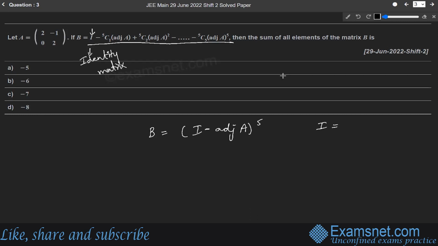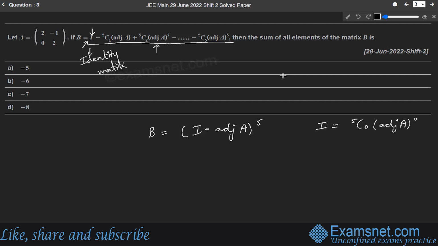So we can write I as 5C0 into adjoint of A power 0, right? Because this is the first term. Second term is 5C1 into adjoint of A power 1. Next term is 5C2 into adjoint of A power 2. And it is going up to 5C5 into adjoint of A power 5. All right. So firstly, we need adjoint of A.